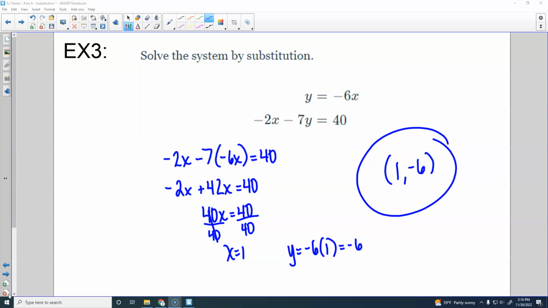All right, questions? Are there going to be problems where neither of the equations is solved for a variable? Possible, yes. Although we are going to learn another method that is going to be easier to use in those cases, but you don't know that yet. So yes, it's possible that neither one of them will be solved for a variable.